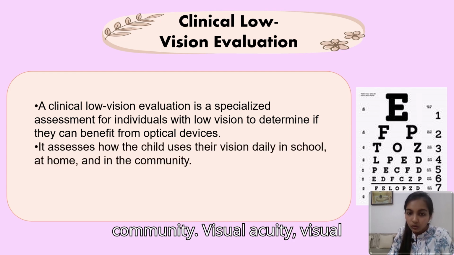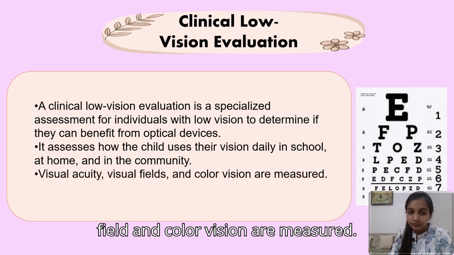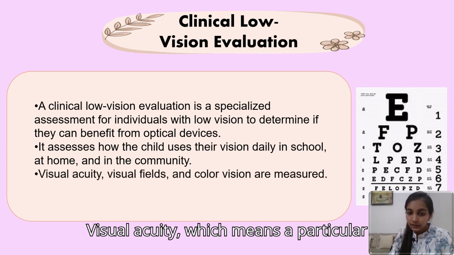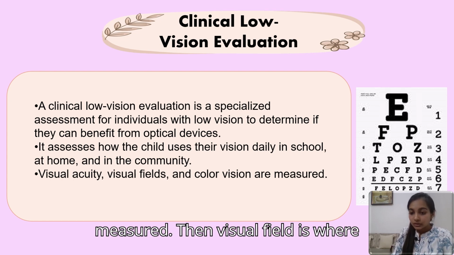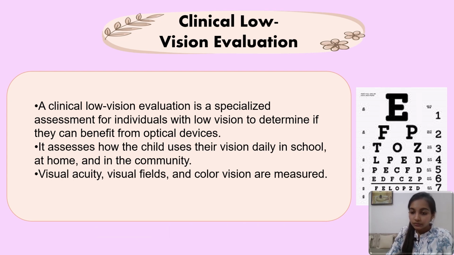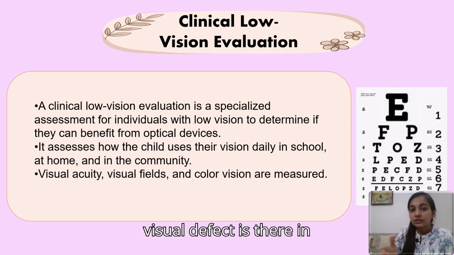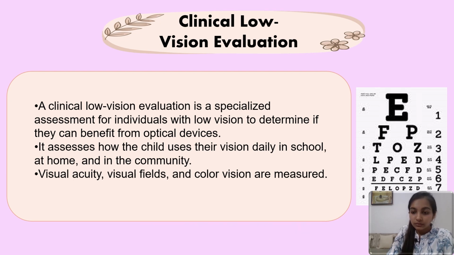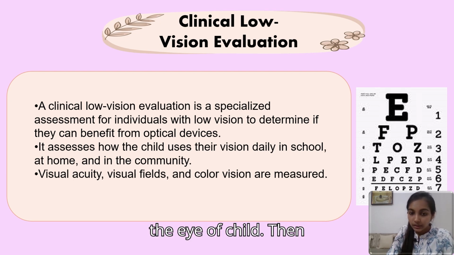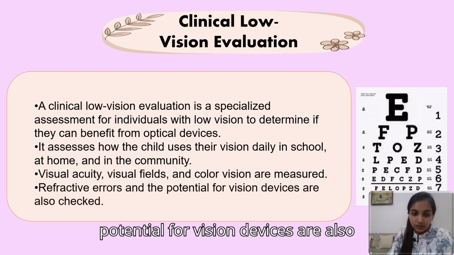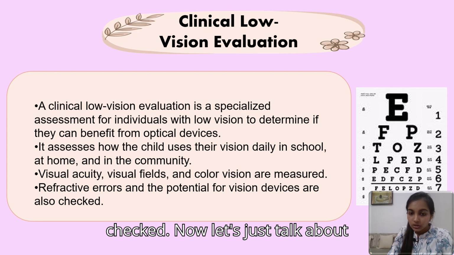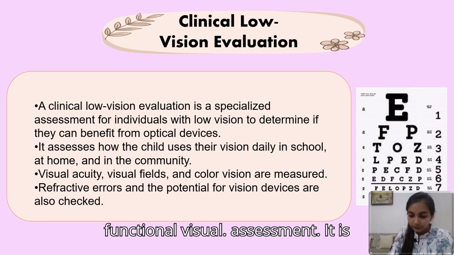It assesses how the child uses their vision daily in school, home, and community. Visual acuity, visual field, and color vision are measured. Visual acuity, which means a particular unit of visual impairment, is measured. Then visual field is where the visual defect is there in an eye of the child. Then the next one is refractive errors and potential for vision devices are also checked.